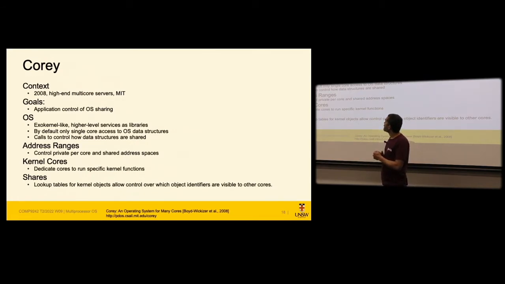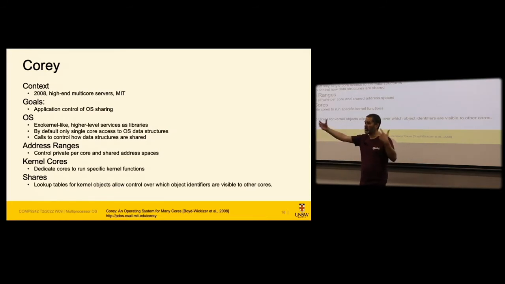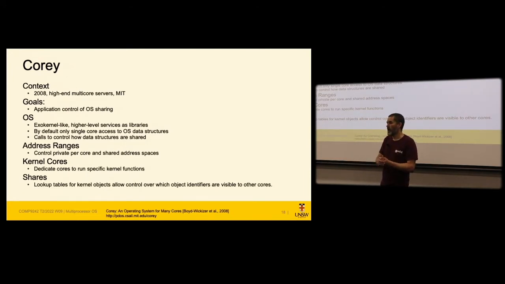The goals of Corey, this is at MIT, are to look at how an application can control the OS sharing. Because the idea is that the application knows how much sharing it might need to do. Is it going to run just a single process on a single core, in which case the OS shouldn't share anything for it? Is it going to run a bunch of processes on different cores that are going to need to share? Perhaps the OS needs to do more sharing. So the idea here is the application needs to control how the OS is sharing its data structures.